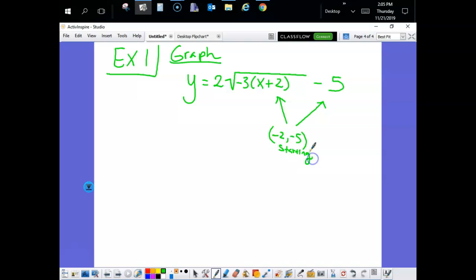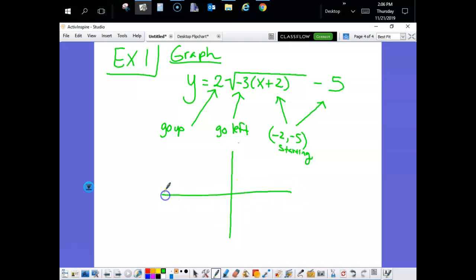After that, these two numbers tell us which way to go. Now, since this is positive, which way do I go? And since this is negative, which way do I go? What is it? Left. So I'm going to start at this point, and then I'm going to go up and left with that square root shape. So check it out. Ready? Start at -2, -5.